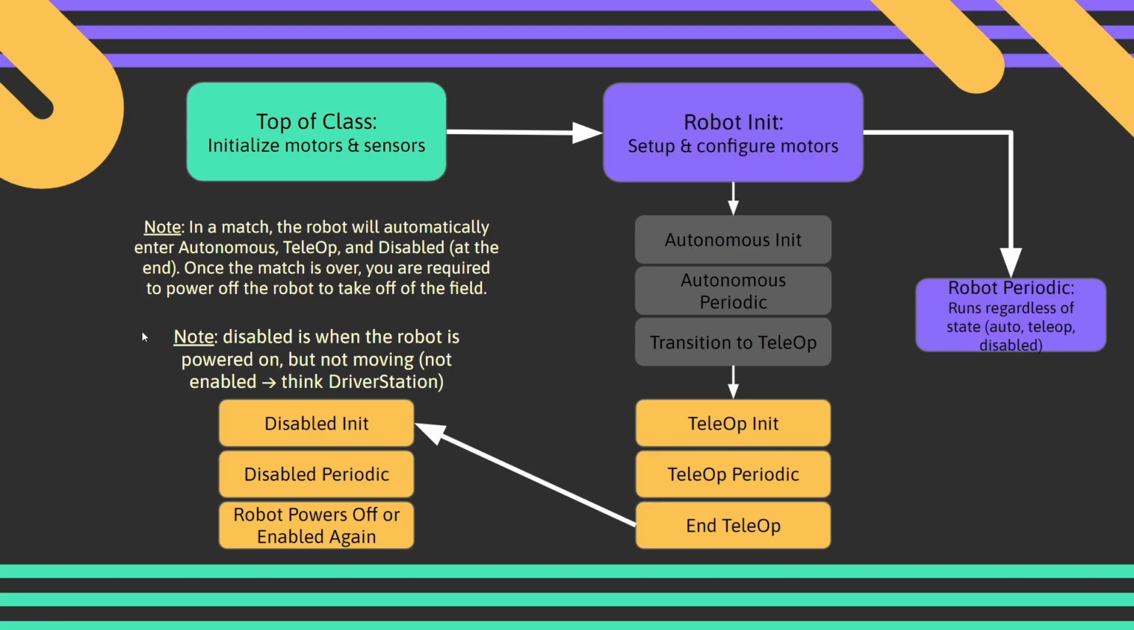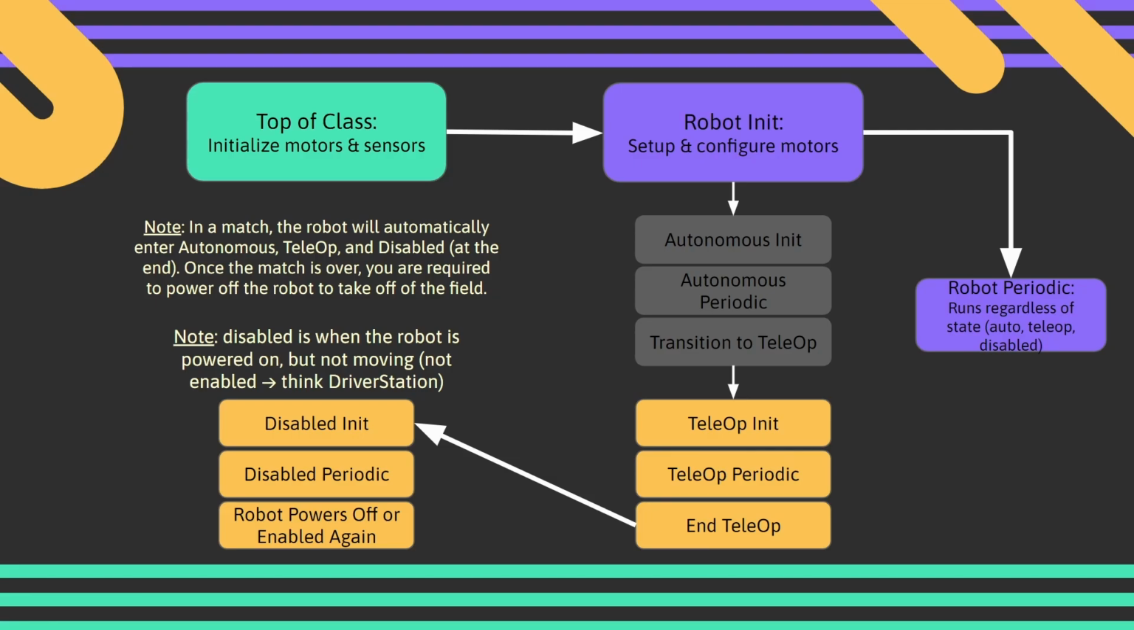In a match, the robot will automatically enter autonomous, teleop, and disabled. So you don't need to worry about changing that in Driver Station, like Griffin showed you in the previous video. In a match, when you plug in your computer, there's another computer that your robot connects to, and that computer is responsible for changing the robot from autonomous to teleop to disabled.